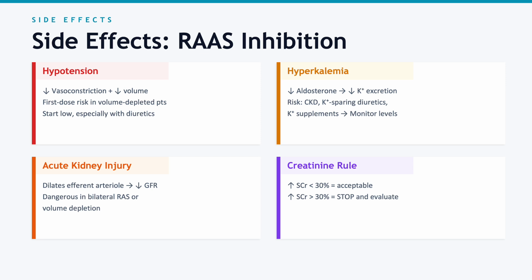AKI. ACE inhibitors dilate the efferent arteriole, which decreases glomerular filtration pressure. In a healthy kidney, this is beneficial. But in patients whose kidneys depend on efferent constriction to maintain filtration, specifically patients with bilateral renal artery stenosis or severe volume depletion, ACE inhibitors can cause a dangerous drop in GFR and acute kidney injury. A rise in serum creatinine of up to 30% from baseline is generally acceptable and expected when starting an ACE inhibitor. If creatinine rises more than 30%, discontinue the drug and evaluate.